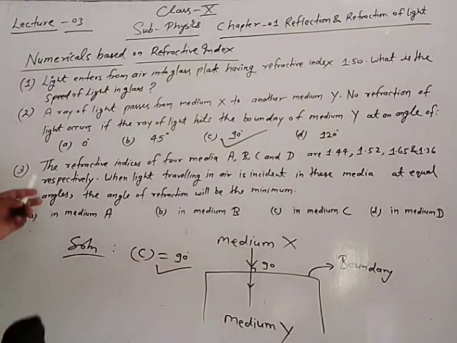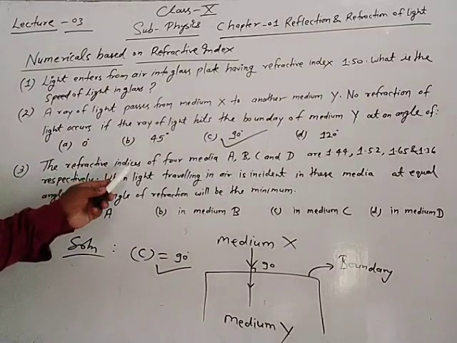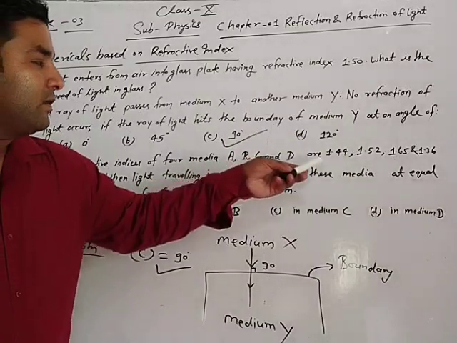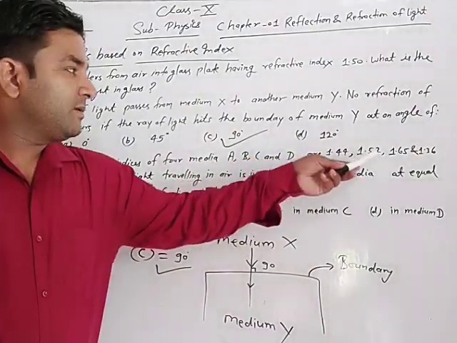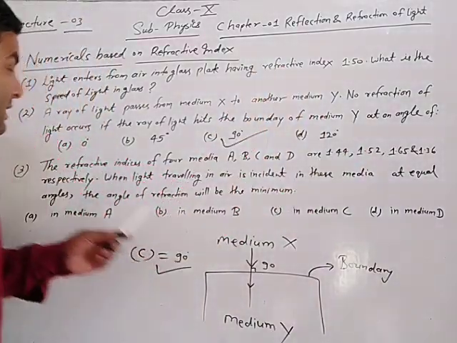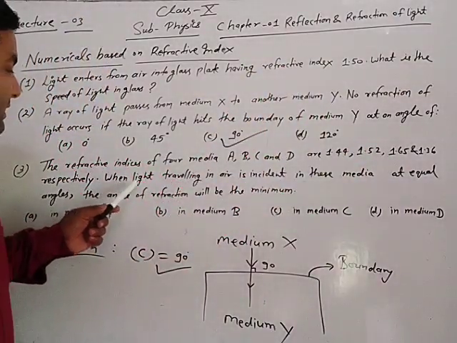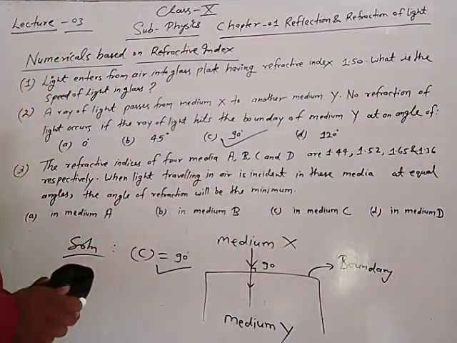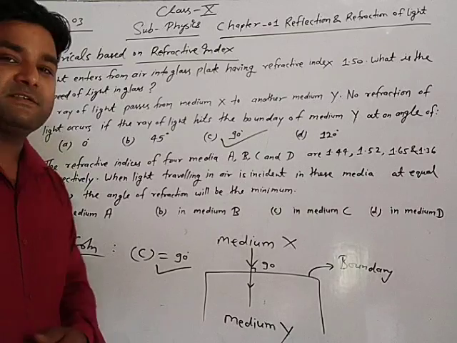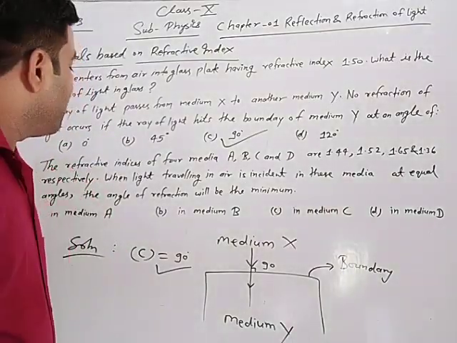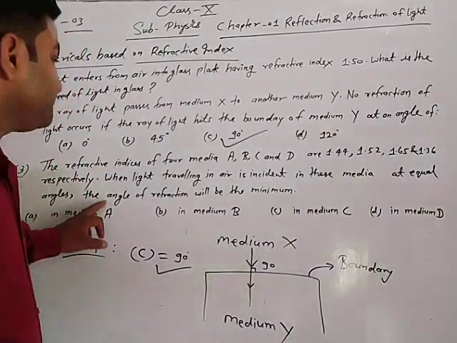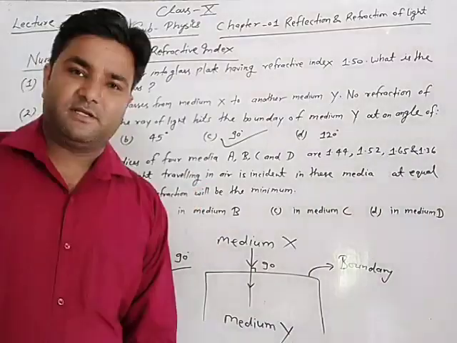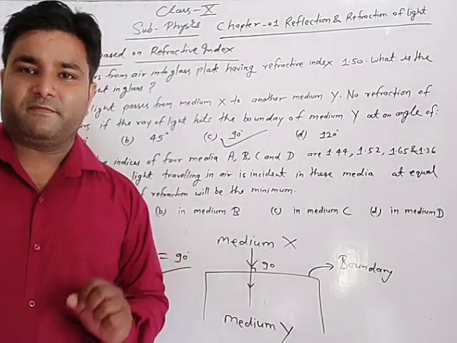And then after this, the last one: the refractive indices of four media A, B, C and D are 1.44, 1.52, 1.65, 1.36 respectively. When light traveling in air is incident on these media at equal angles, it means the angle of incidence is equal. Then what is being asked? The angle of refraction will be minimum in which case? Here it asks about the angle of refraction.